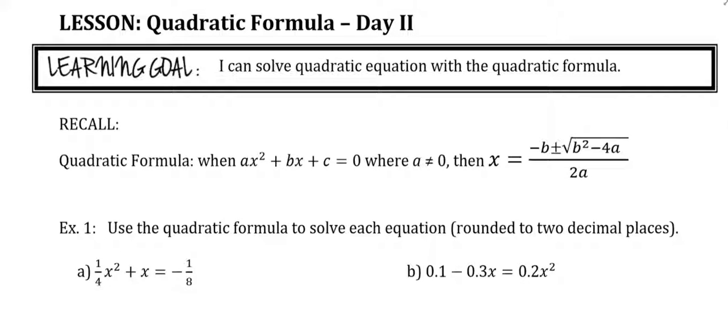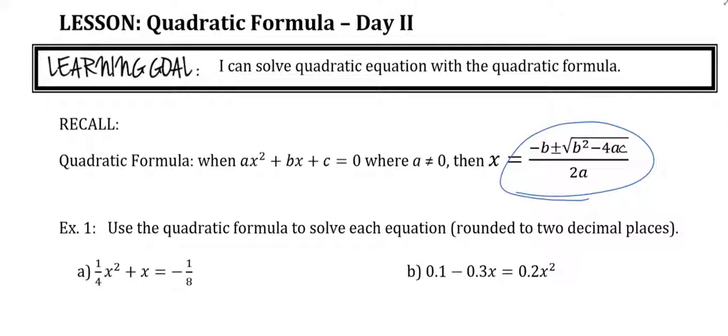We learned, well, you've already seen the quadratic formula, but we revisited it. Make sure that you write it out properly: negative b plus or minus square root of b squared minus 4ac, all divided by 2a.